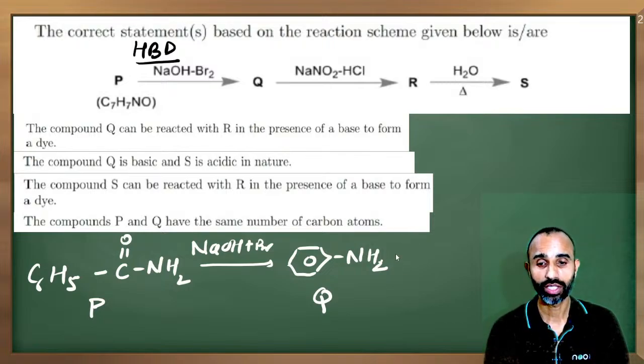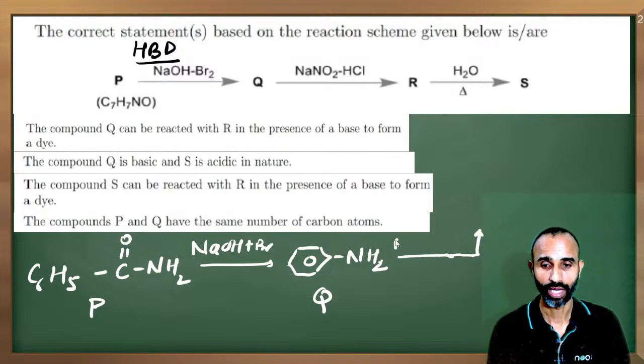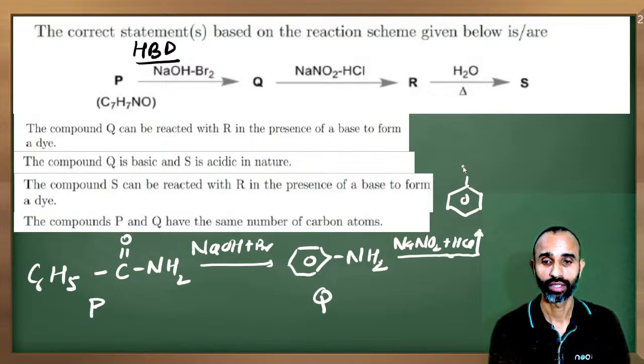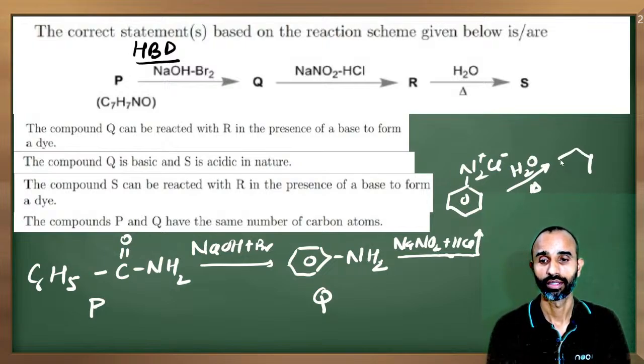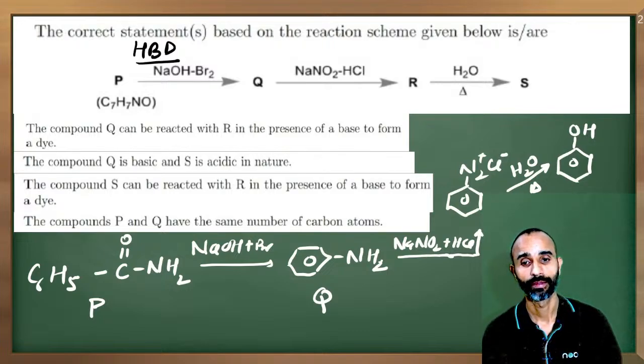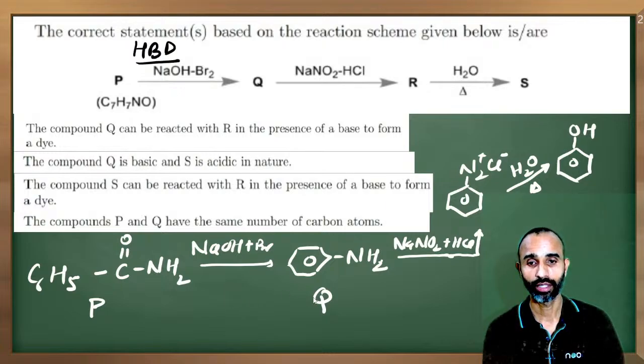Now when this Q is treated with NaNO2 and HCl, that will give diazonium salt. Now when diazonium salt is treated with water, we get phenol, right? So it is P, Q, R and S.